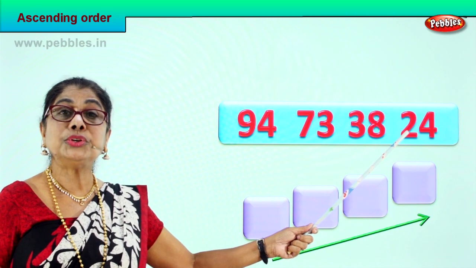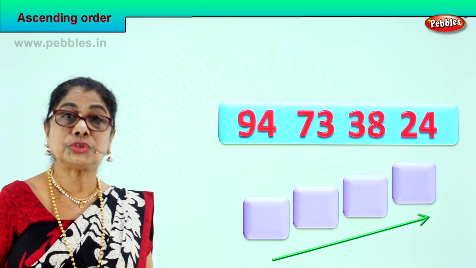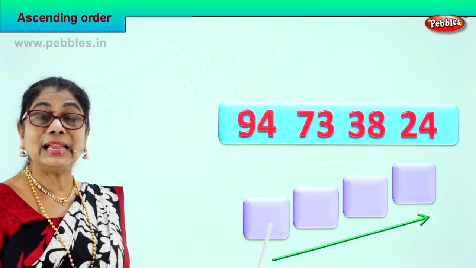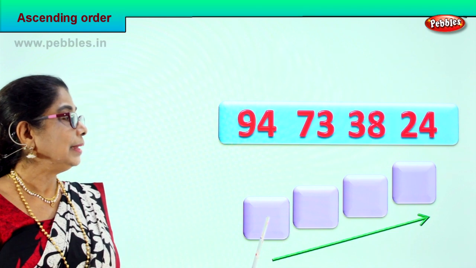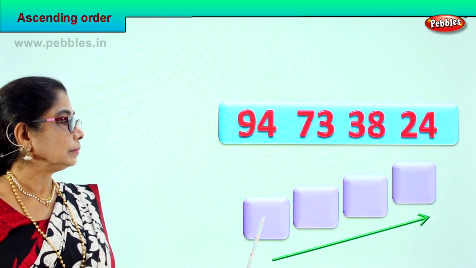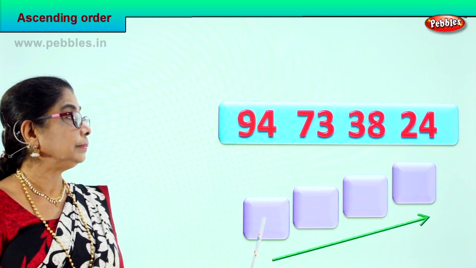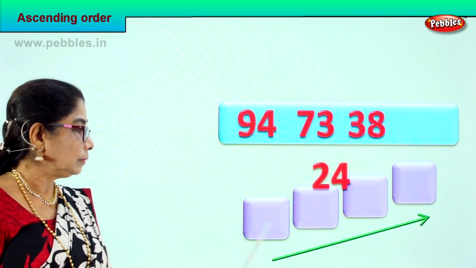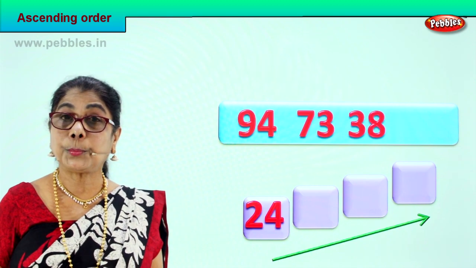Smallest surely is 2 tens, 4 ones. We take it and put it in the first box. 2 tens, 4 ones is the smallest among the 4 numbers. Good. Now, let's pick 2 tens first and put it here. So, we have 2 tens, 4 ones. That's the smallest among the 4.